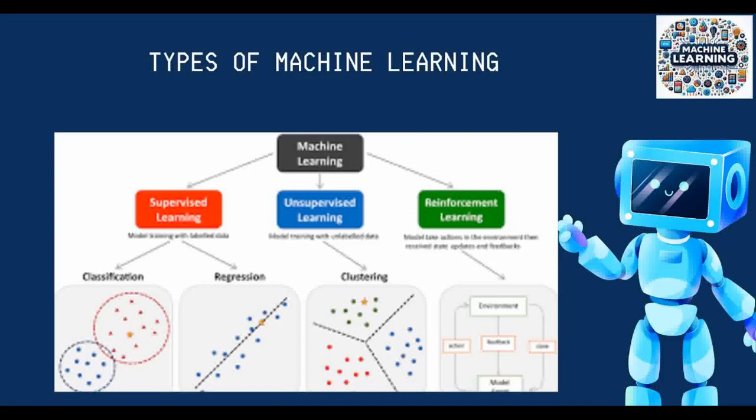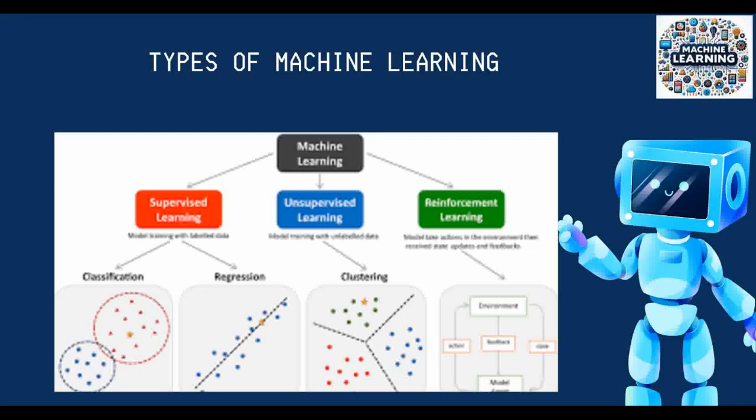Next, the types of machine learning. As I discussed, first supervised learning, then unsupervised learning, and third is reinforcement learning. These are the three types of machine learning. Supervised learning works on classification and regression, which we are going to see in the practical. Unsupervised learning is a clustering type of learning. What is classification? Basically, similar kinds of data are placed in one place.